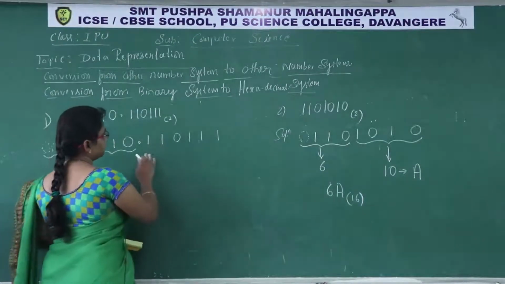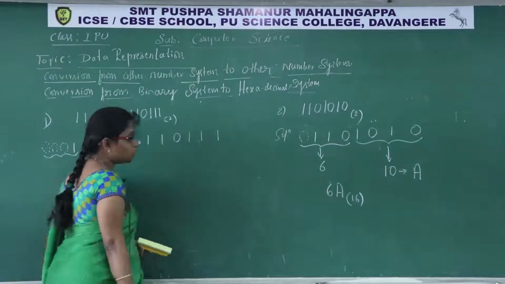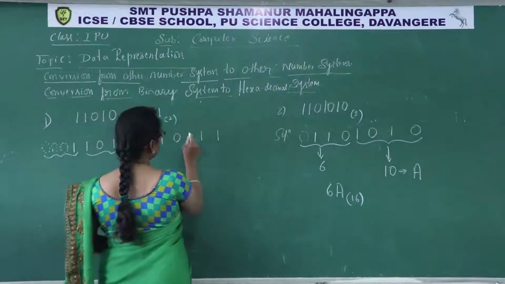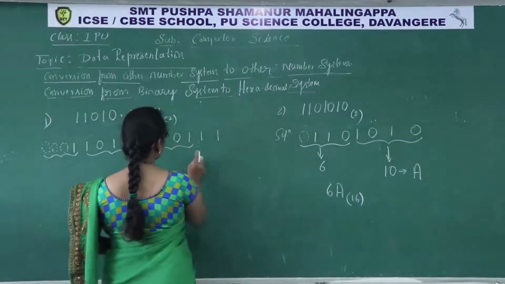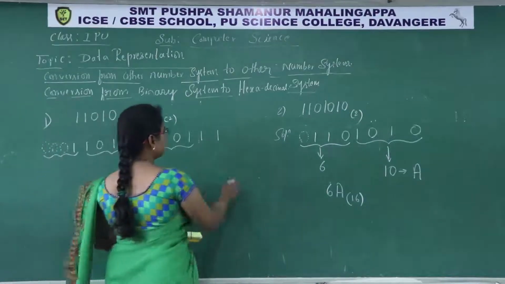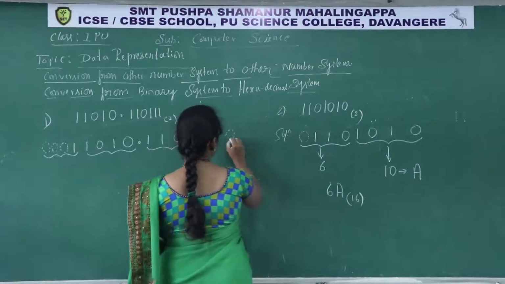For the fractional part, we have to start grouping from the MSB. How many bits do we have to consider? 4 bits at a stretch. Here 2 bits are required, so we shall write 2 dotted zeros here.